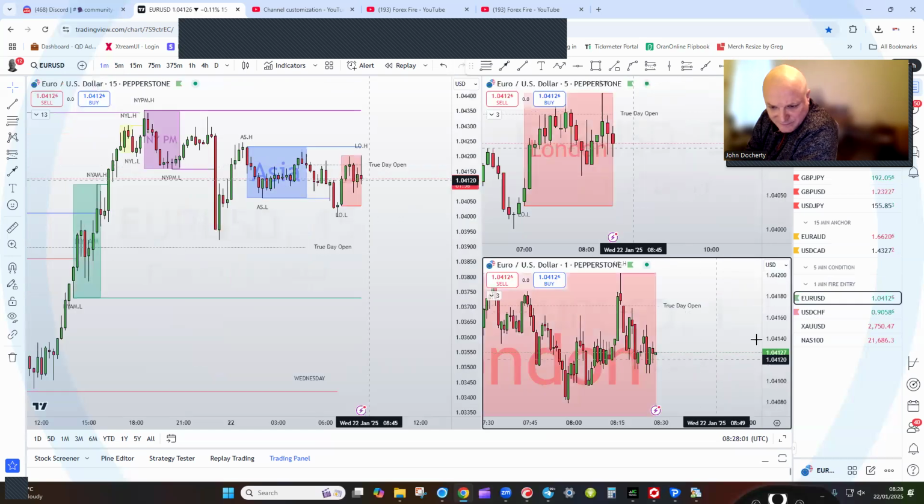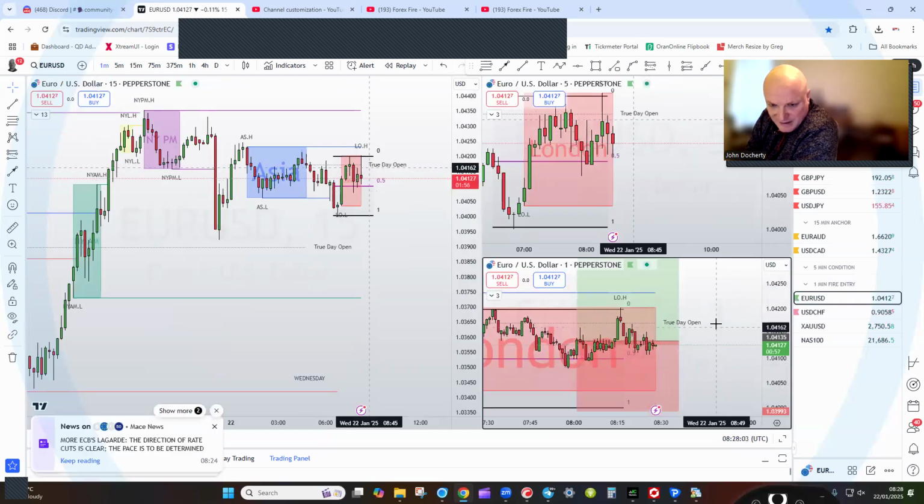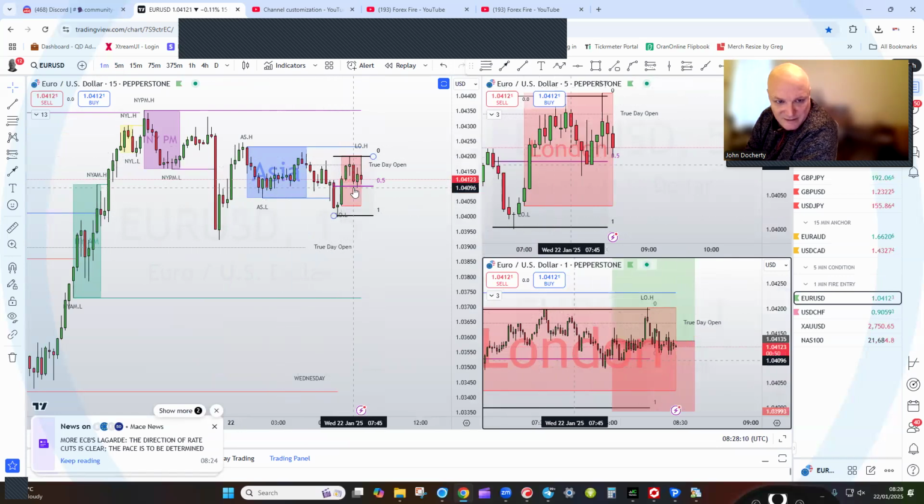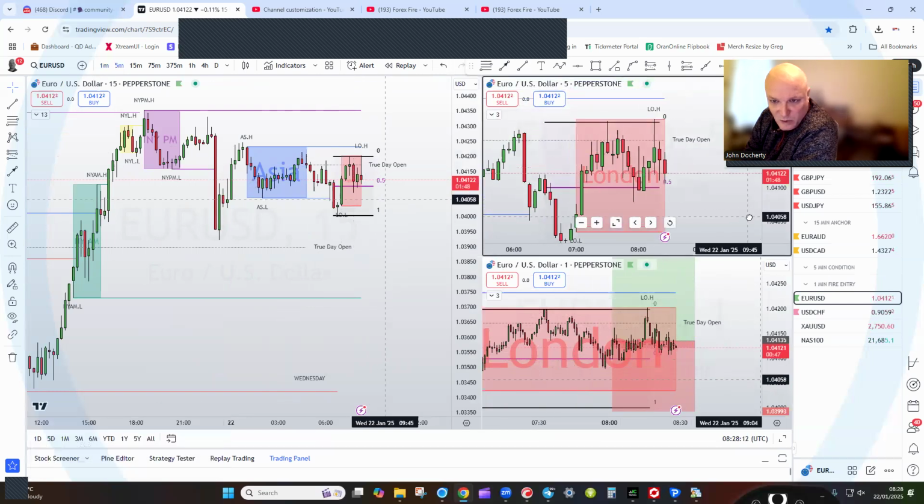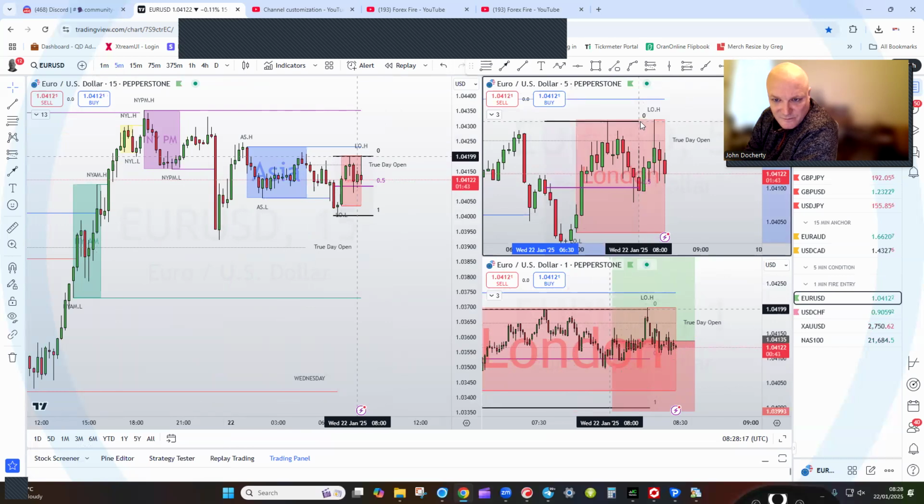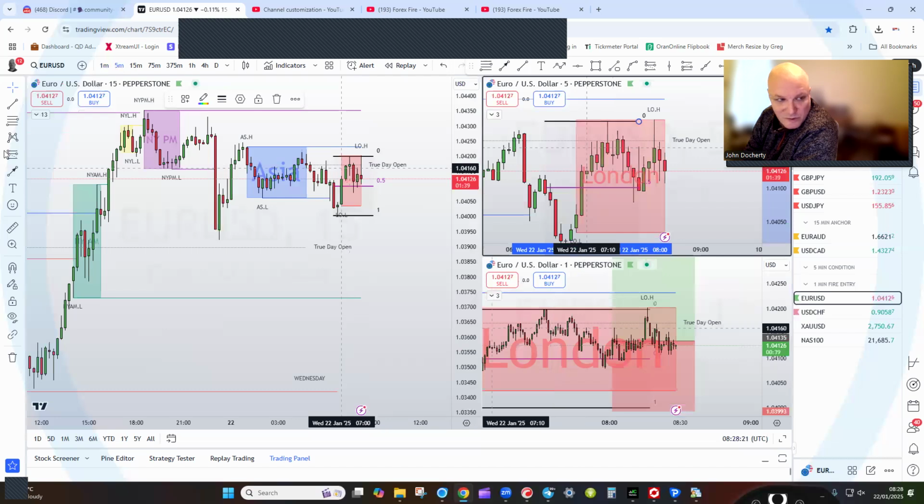Euro USD, again similar properties. It broke the Asian low, came back up to test into it, and came back in to get the 50%. Was there separation candles? Let's take a look. We're looking from the swing high this time. Was there separation?